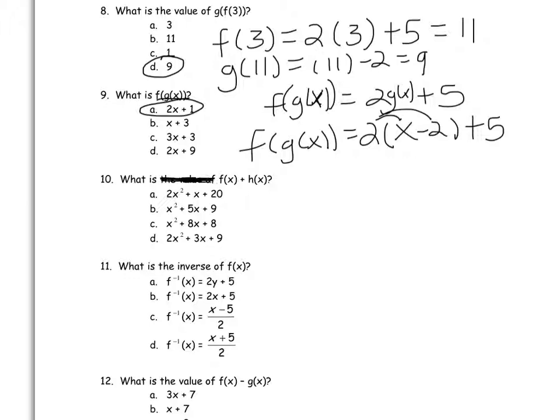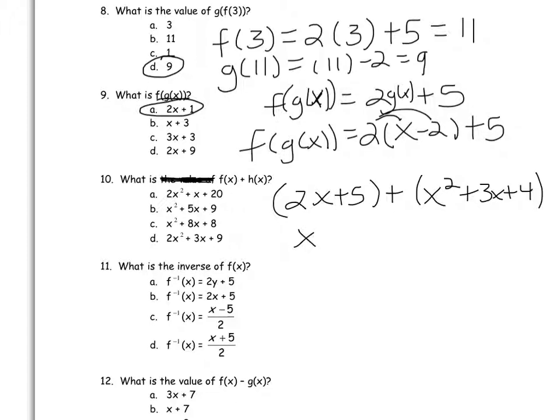Now, what is f of x plus h of x? I'm just adding the functions f of x and h of x together and seeing what I get. Well, f of x is 2x plus 5, plus h of x is x squared plus 3x plus 4. Now, I'm not multiplying f of x and h of x together, I'm just adding them together, so I'm just going to collect like terms here. Looks like f of x plus h of x is x squared plus 5x and a constant value of 9. So that gives me answer choice B.